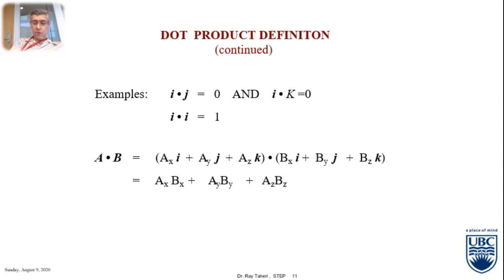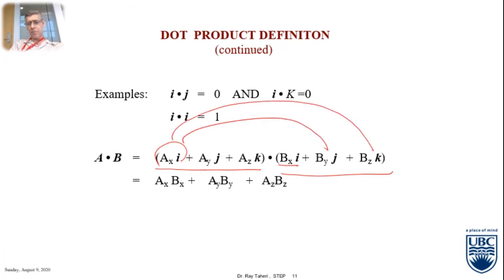So now you have A dot B. Here is A, here is B. You multiply this by this, and then this by this, and then this by this. This has 9 components, of which 6 equal 0, because they are dot products of two perpendicular vectors. Only 3 of them are parallel with a 0 angle, and the answer is AX BX plus AY BY plus AZ BZ.